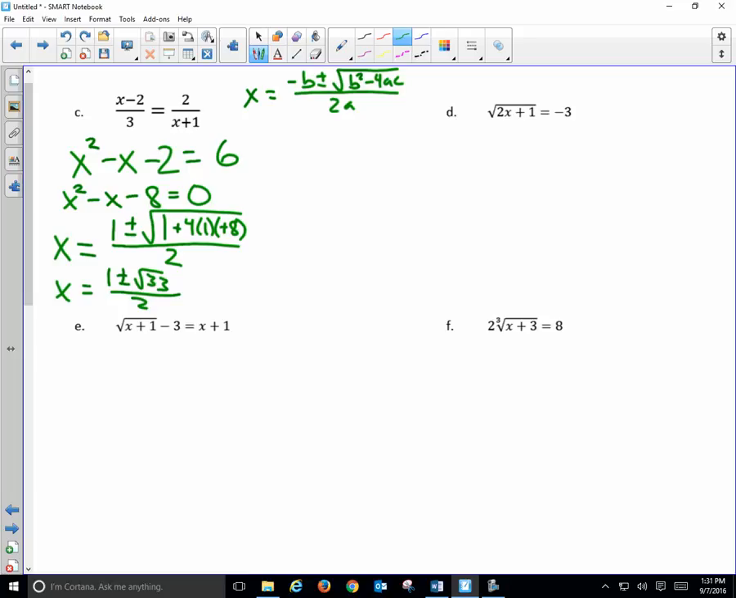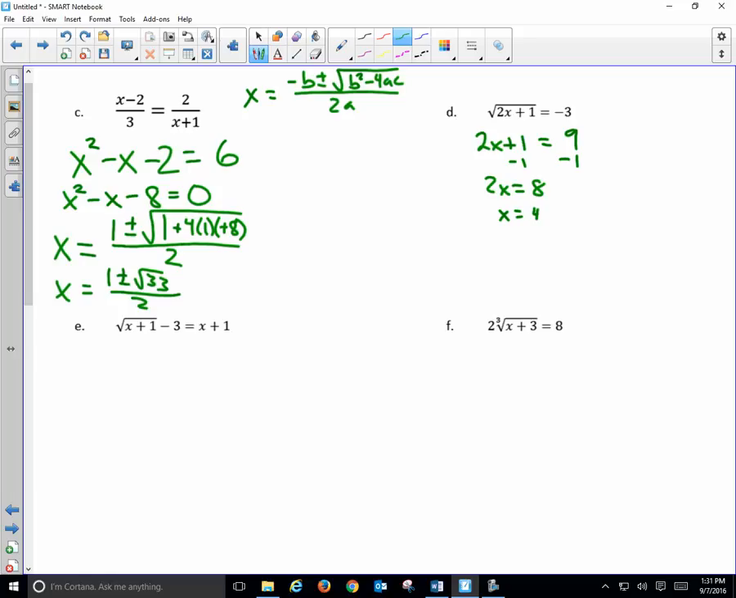So that finishes rational equations, but what about radical expressions? For example, in letter D, I square both sides, and I get 2x plus 1 is equal to 9. Subtract the 1, 2x is equal to 8. X is 4. Does it work if you plug it back in? It doesn't.